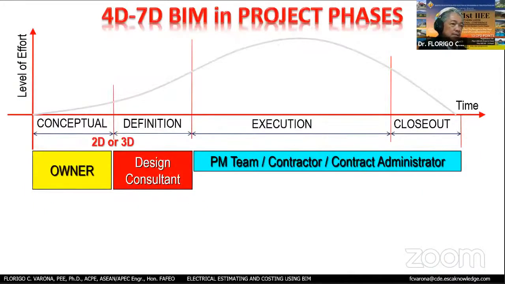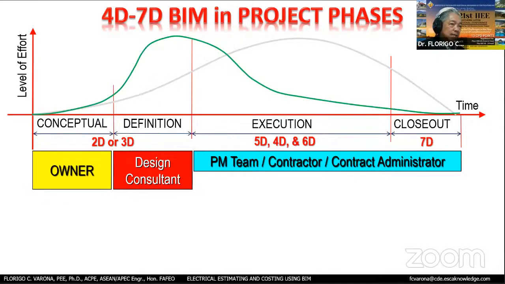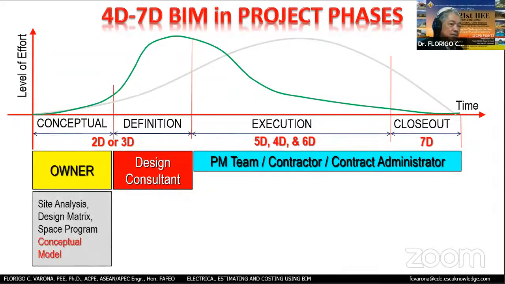Okay, so the 2D, 3D is normally used during the conceptual and definition stage. If you use 3D, that will be around massing, and then we have the design model, and then 5D, 4D, 6D during the execution, 7D during the closeout. And we have a lot of activity prior to execution. This is where we do the virtual design and construction to resolve clashes and design and constructability issues.